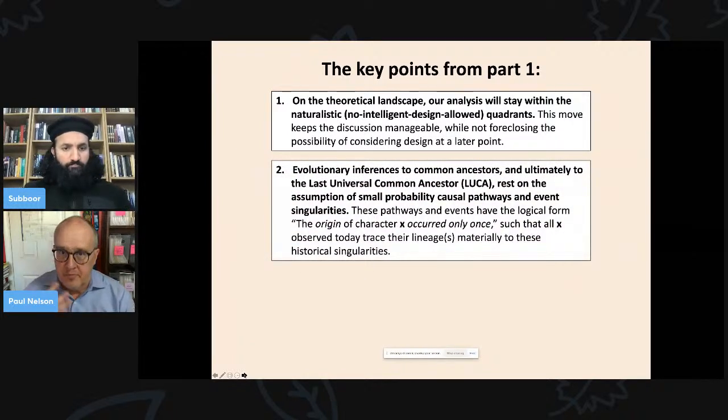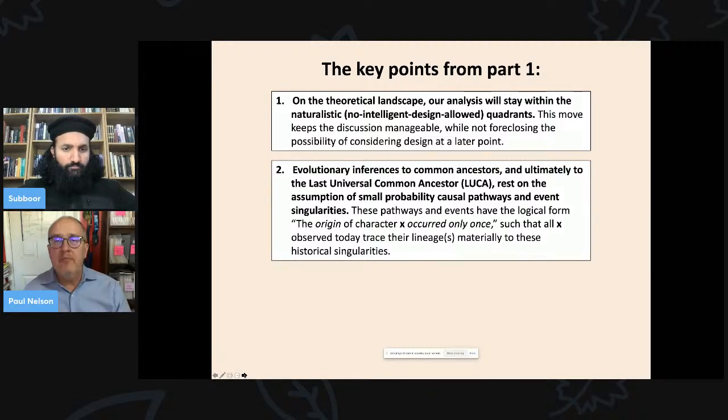All right. Also from part 1, evolutionary inferences to common ancestors and ultimately to the last universal common ancestor rest on the assumption of small probability causal pathways and event singularities. These pathways and events have the logical form: the origin of character X, whatever it happens to be, occurred only once, such that all X observed today trace their lineages materially to these historical singularities. This is a very common mode of reasoning.